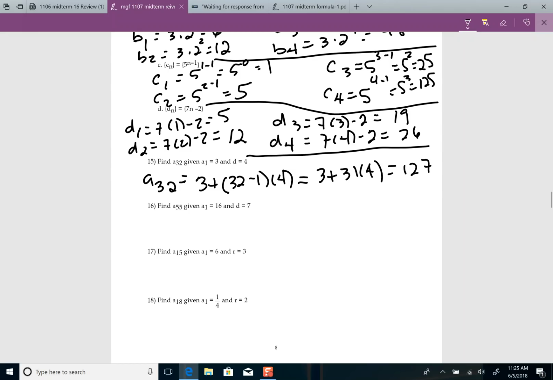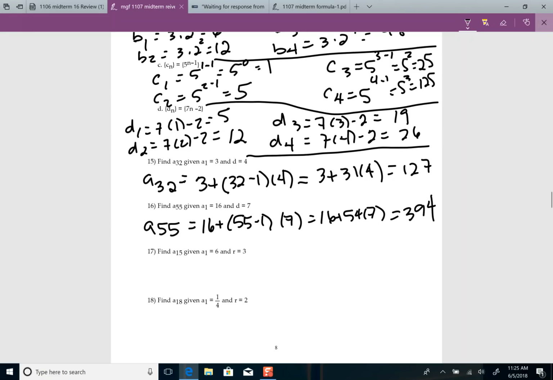Okay. Same thing here. I'm using the same formula. I'm looking at A sub n is equal to first term 16, and then I do 55 minus 1 times my difference of 7. So I have 16 plus 54 times 7. I get 394.